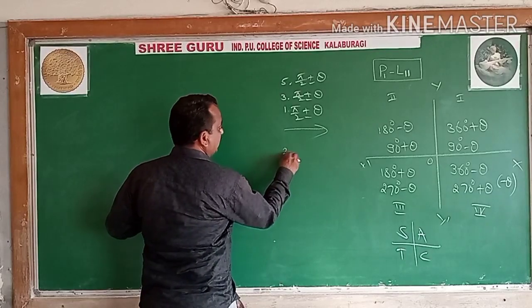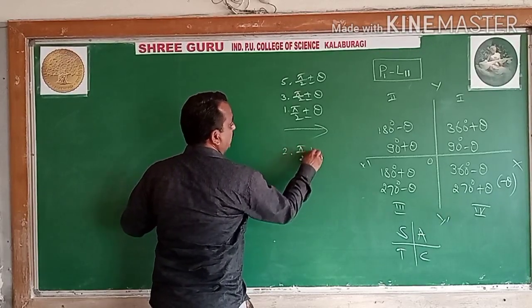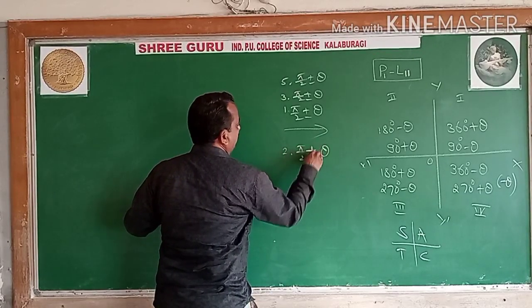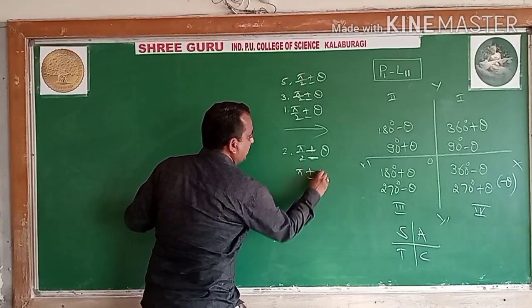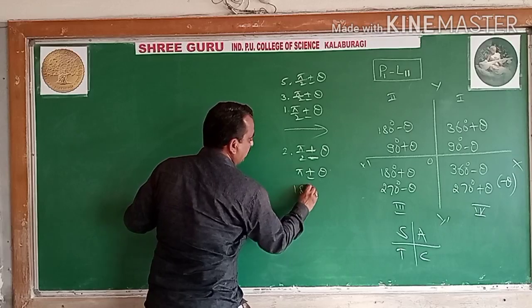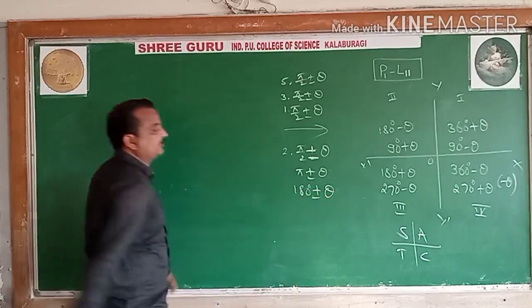At the time of 2 times pi by 2 plus or minus theta, either positive or negative, see what it becomes. It becomes pi plus or minus theta. Then what is this pi plus or minus theta? It means 180 degree plus or minus theta.